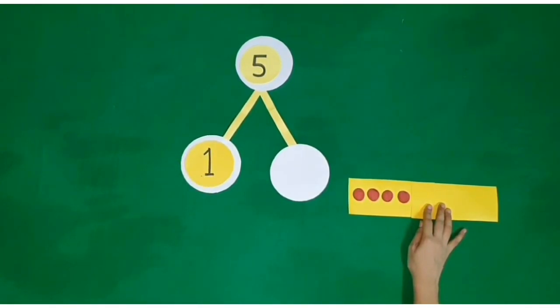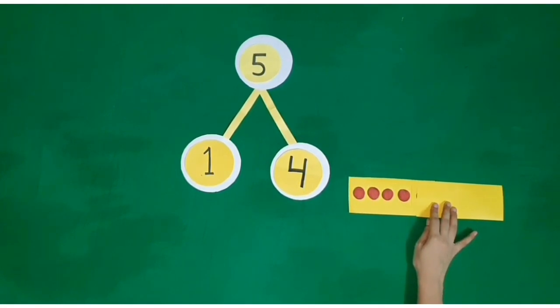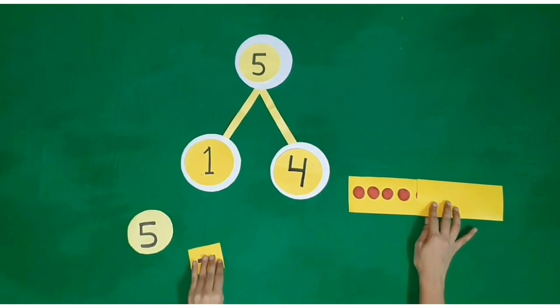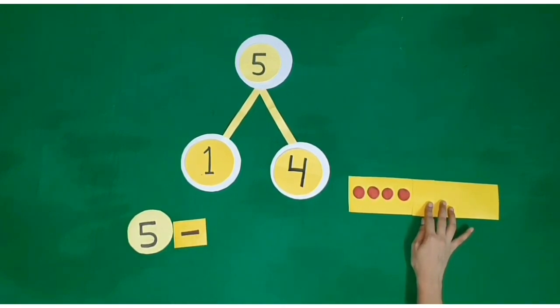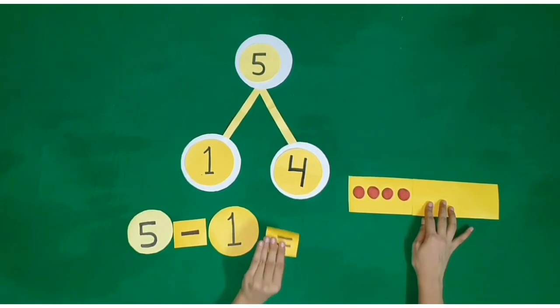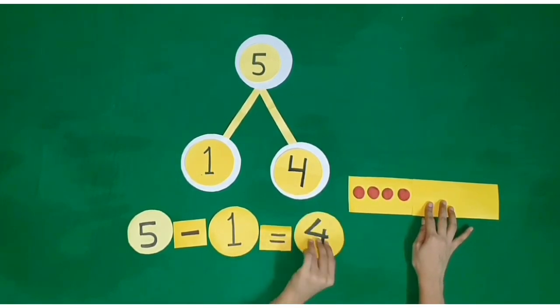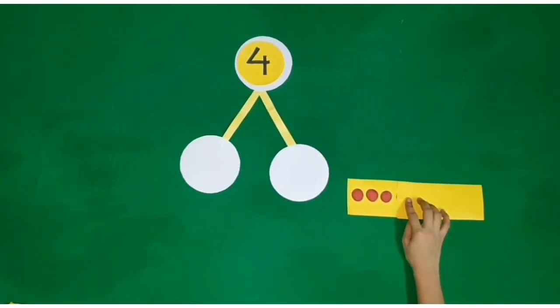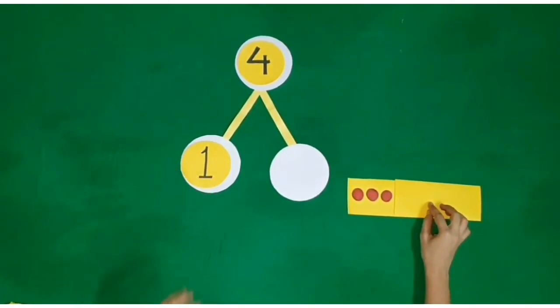Dots left behind are 4 dots. 5 dots minus 1 dot is equal to 4 dots. Just see here, 4 dots. 1 dot is hid under the card.